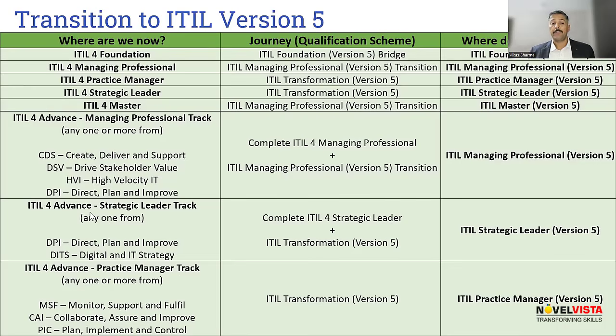Now imagine if you are in the strategic leader track, but you are not yet a strategic leader. For strategic leader, you have to complete only 2 certifications: DPI, Direct Plan and Improve, and DITS, Digital and IT Strategy. So if you have completed any one of these and you are yet to become ITIL strategic leader, then what we suggest is you complete the other certification. Let's say you have done DPI, complete DITS, or you have done DITS, then complete DPI, and you become ITIL 4 strategic leader. And then after that, you do transformation and you become ITIL strategic leader on version 5.